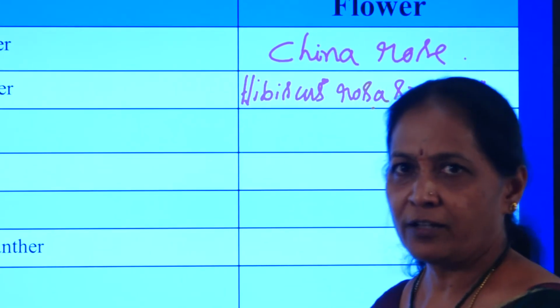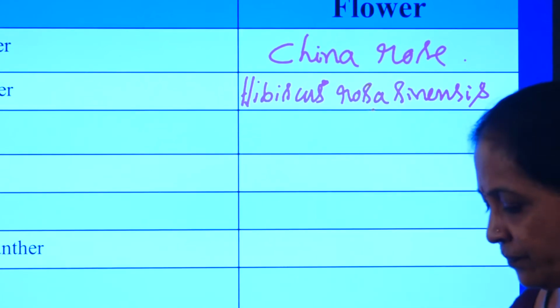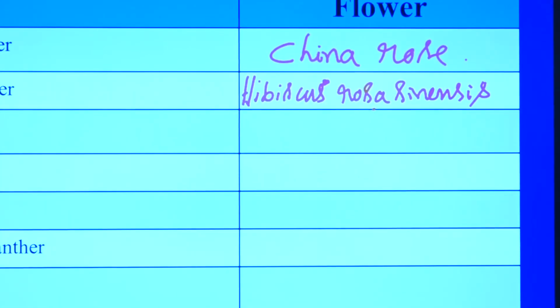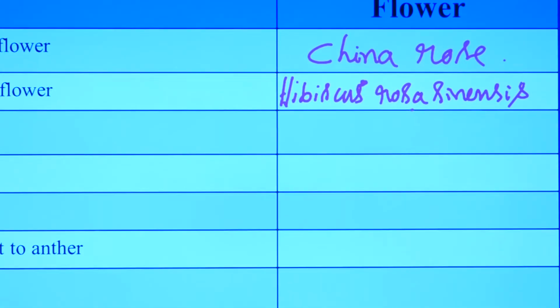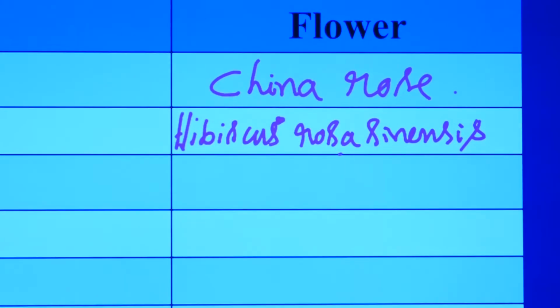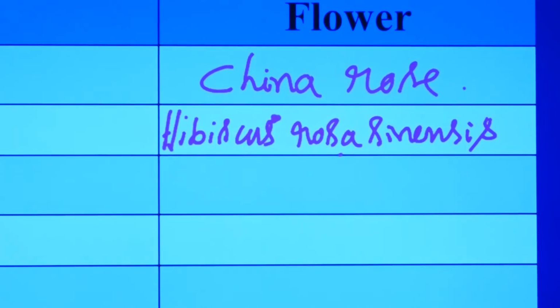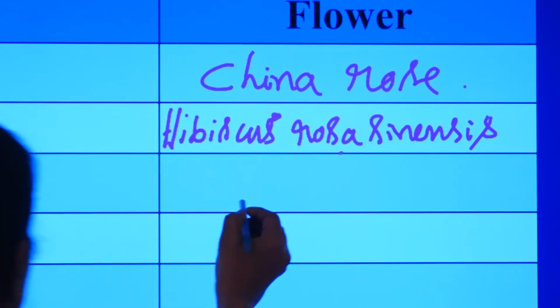Hibiscus rosa sinensis. Here we will find the sexuality, whether the flower is unisexual or bisexual. See, we will find both the male and female reproductive structure in it, it is bisexual.